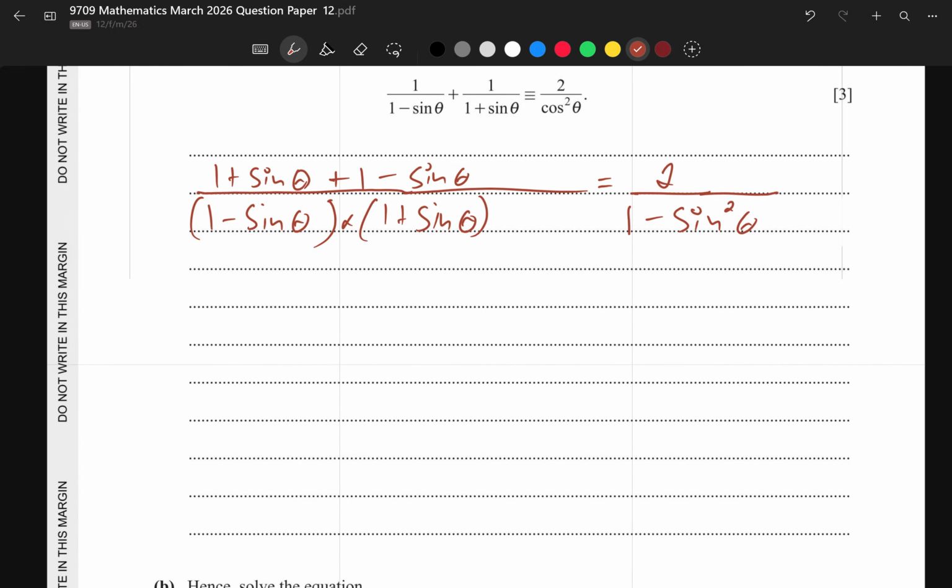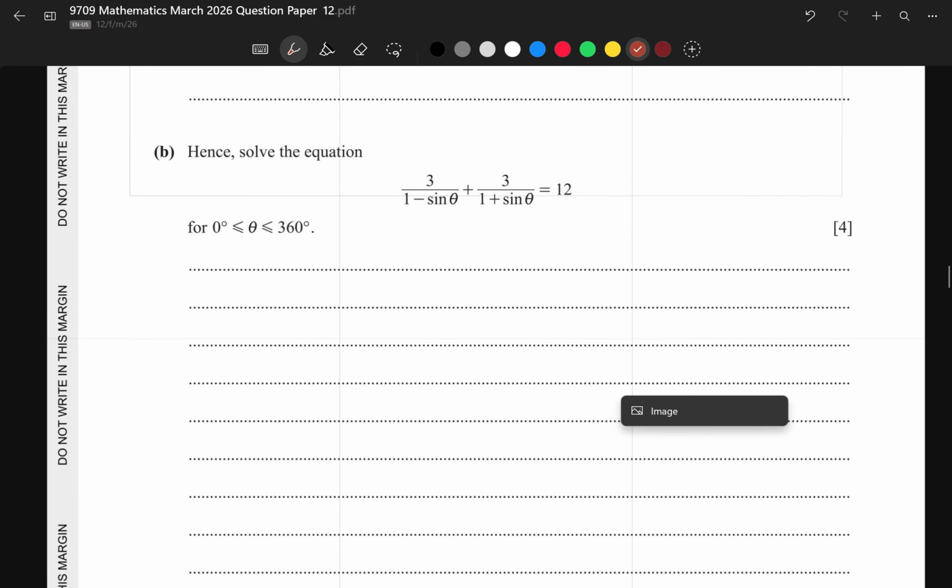Now if we remember that 1 is equal to cos square theta plus sine square theta, if we shift sine square theta to this side, we'll get 1 minus sine square theta is equal to cos square theta. So 1 minus sine square theta is equal to cos square theta. We can simply write that 2 upon cos square theta, which is proved.